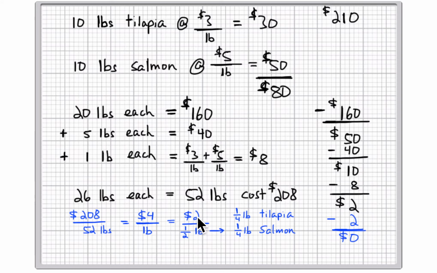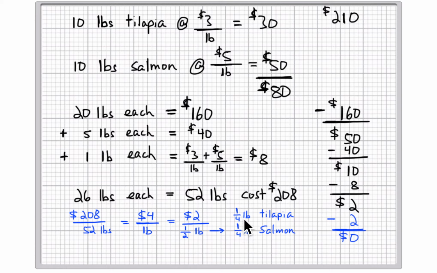I have $2 left. So if I'm going to spend $4 on 1 pound of an equal amount of each fish, I have $2 left, so I can spend $2 on a half a pound of both amounts of fish. Now this gets a little bit tough to follow. You just have to keep thinking through, and we're going to do this a different way in a moment. But a half of a half a pound is a fourth of a pound, and a fourth of a pound.